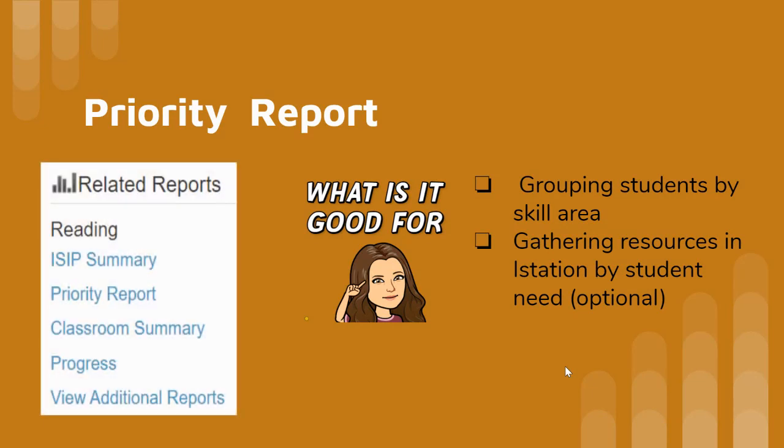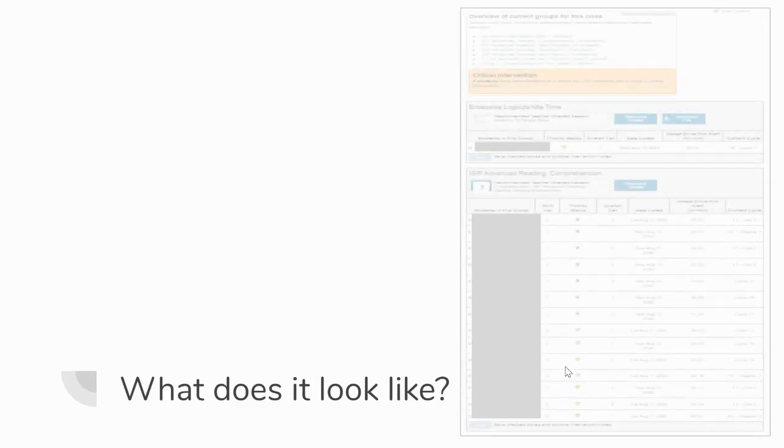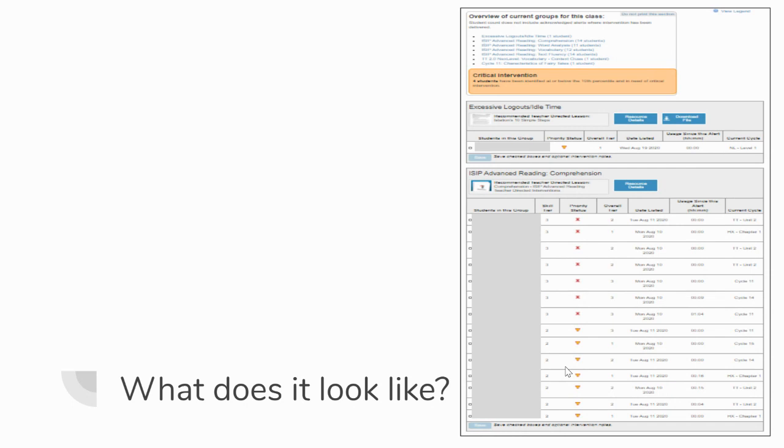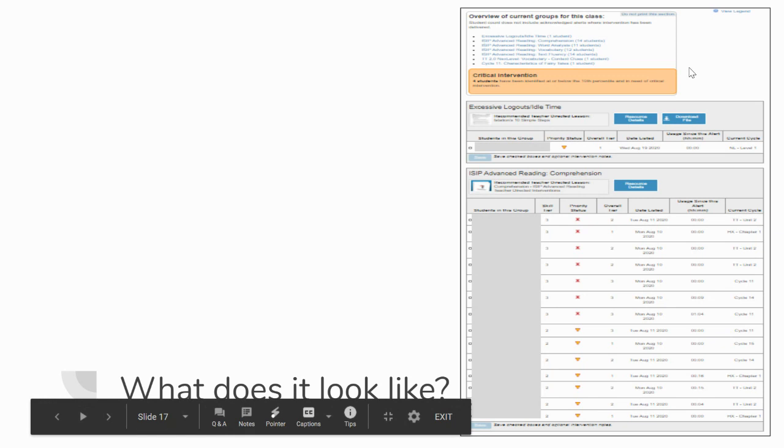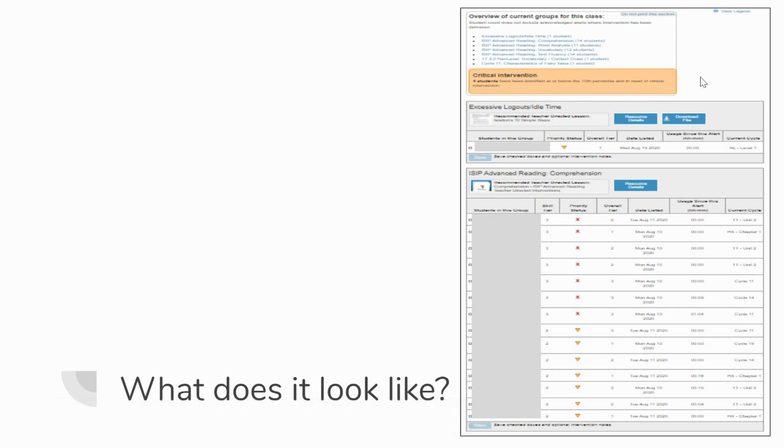So you can get to the priority report simply by going from your classroom tab in the related reports box on the left and clicking priority report. Here's what it looks like. This report will continue the orange highlighting that we saw on the classroom summary report. So students that are determined to need critical intervention will still be highlighted in orange on this report. You're going to notice in the top, we're going to look closer at that in a minute, but it's going to group students based on need.